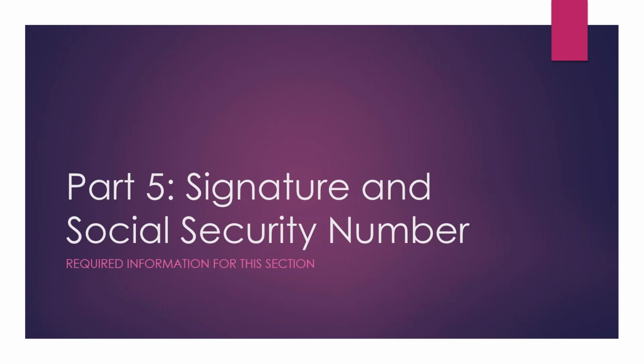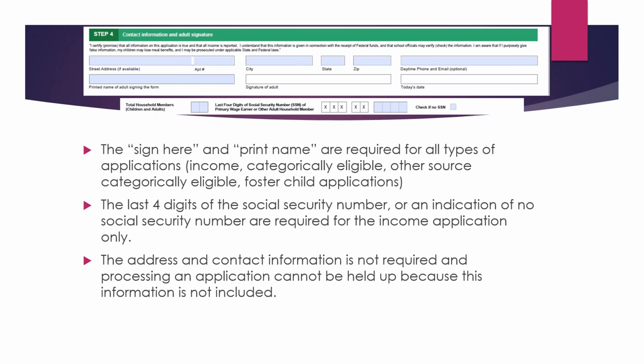Part 5, signature and Social Security number. There is required information on this section. On step 4, the sign here and print name are required for all types of applications, whether it's income, categorically eligible, or other source categorically eligible, such as foster children applications.